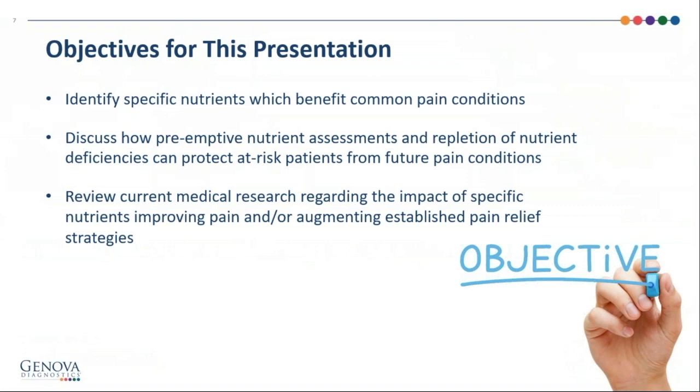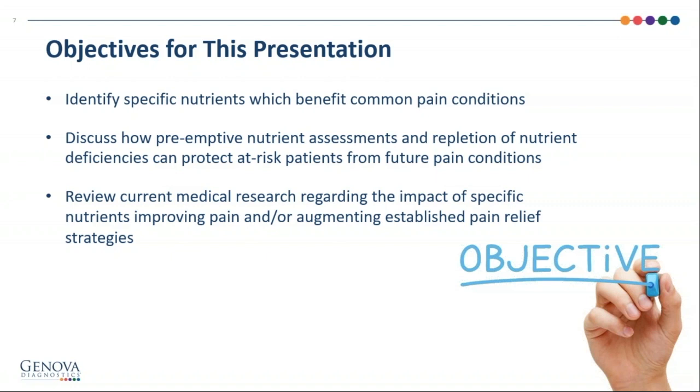So the objectives for this presentation are to identify specific nutrients which benefit common and also challenging pain conditions. What we want to do is see if we can preemptively do an assessment on a patient and find out what they might be missing, and what they're missing may actually help us understand how to help them by repleting those specific nutrients. So as you go through this lecture, I want you to pay attention to different conditions and different nutrients. We're going to go through nutrients first, and then we'll go to some specific conditions.